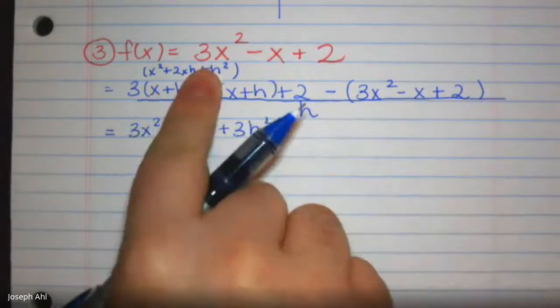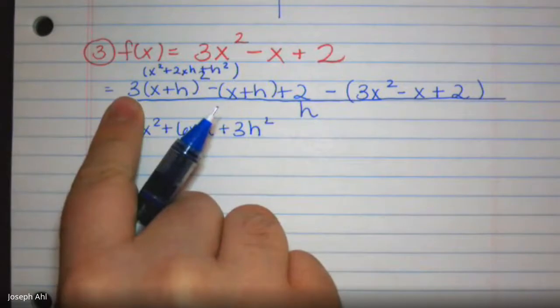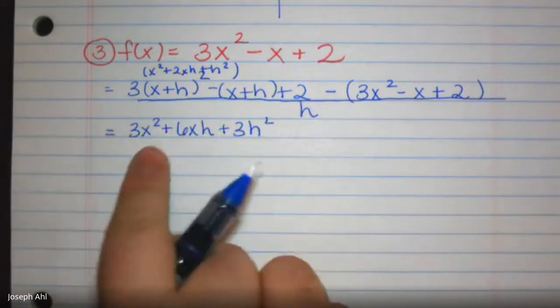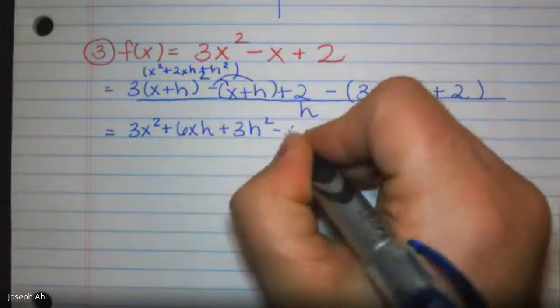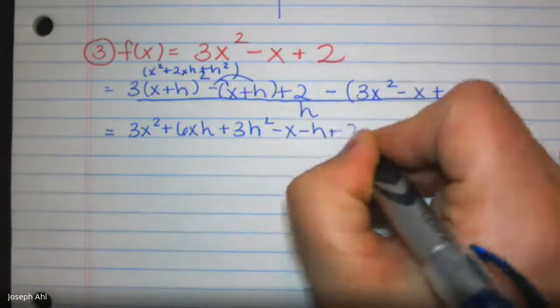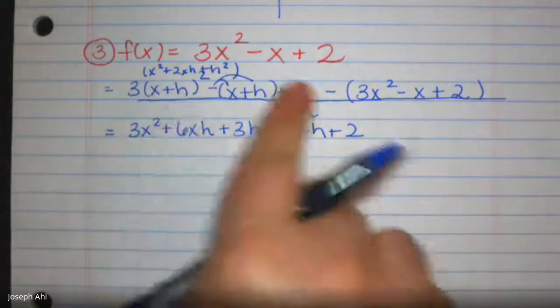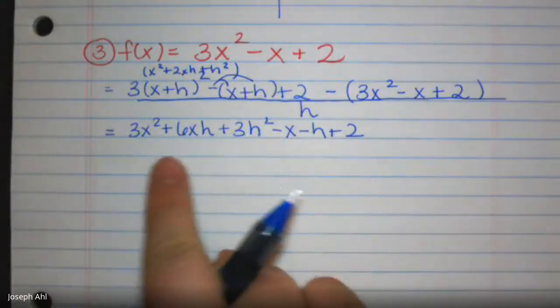Okay, make sure you do square it before you triple it, right? That's important for PEMDAS. But other than that, I'm okay if you jump to this step here. Distribute the negative to get minus x minus h with that plus 2. So now all of this expanded is written in the next line.